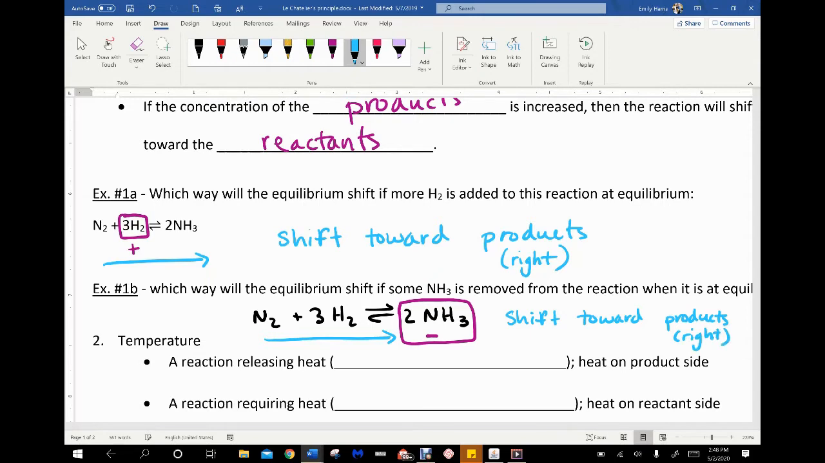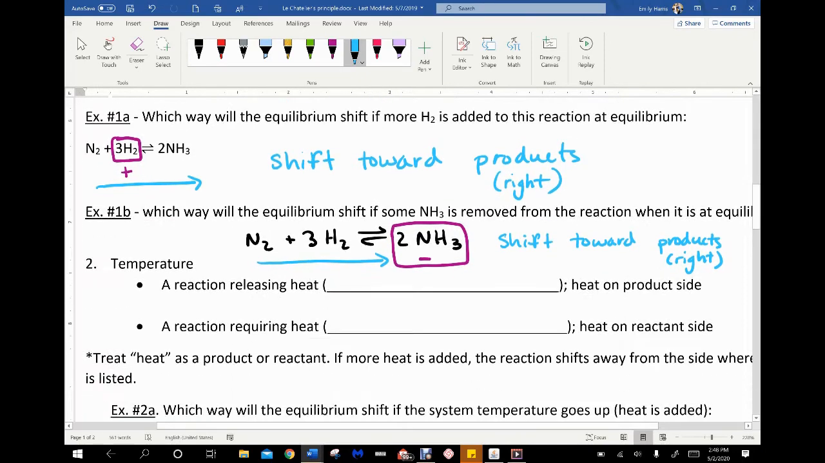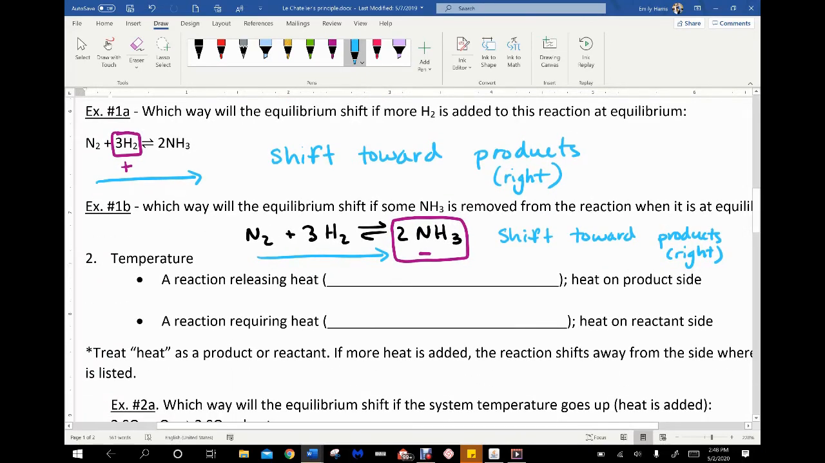All right, so that's how adding or taking away our products or reactants affects the shift in the chemical reaction. Now, another way we can change things is by affecting temperature. Sometimes our reactions are designed so that they release heat. This is what's called an exothermic reaction. These reactions are typically written with heat treated as a product on the right side of the equation. A reaction that requires heat to be put in is called endothermic, and heat, in that case, will be treated as a reactant on the left side.